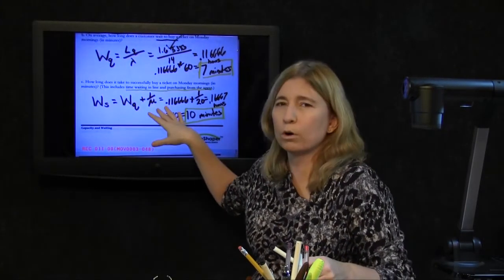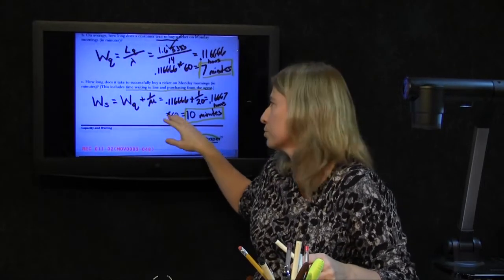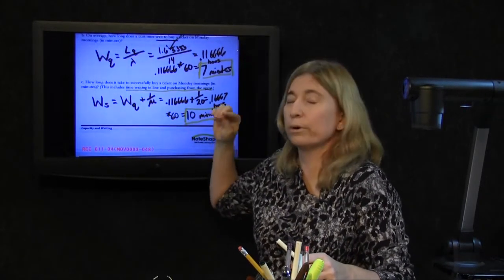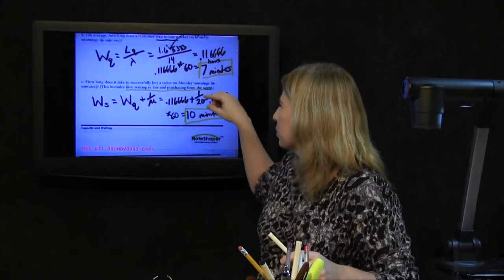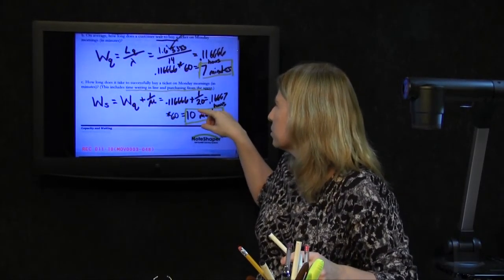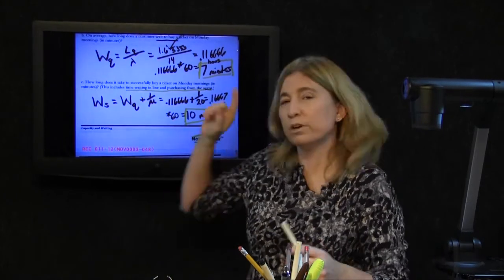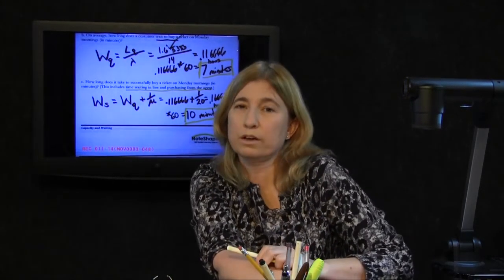These formulas are all working in hours because lambda and mu are in hours. So to work that formula, you put the 0.16666 in for WQ. But you can see that there's actually another way to do this. It is not a coincidence that we figured out the average wait in the line was 7 minutes.